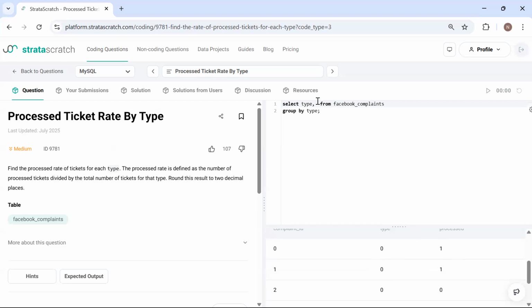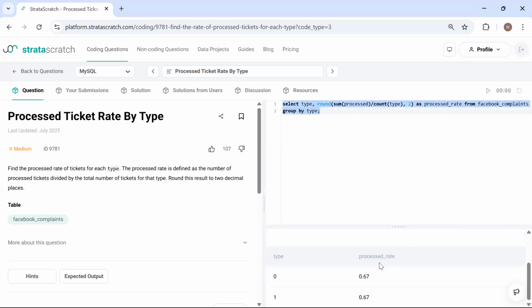Okay. So for processed, we have to do sum so that we can get the number of processed tickets. So I'm going to write down sum of processed divided by count of type. So it is going to tell us, in that type, the rate of processed tickets. Okay. And then we have to round it to 2 decimal places. So I'm going to write down round, comma, 2. And let's name this as processed rate.